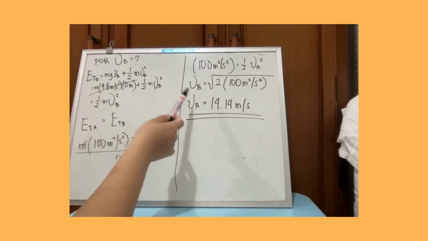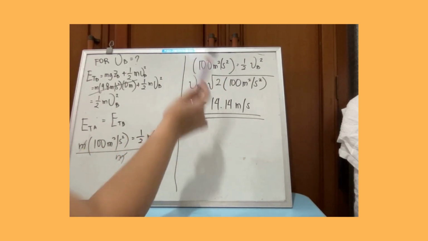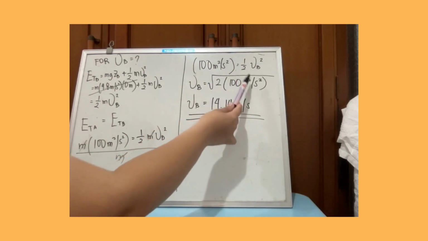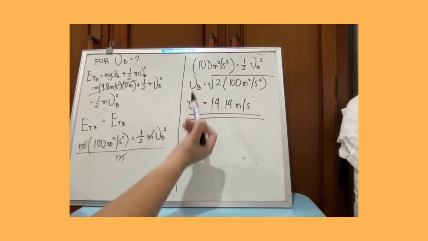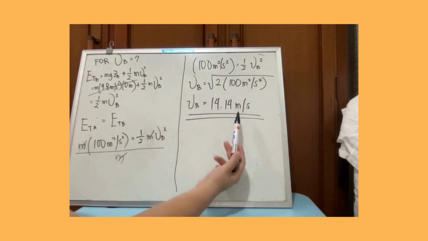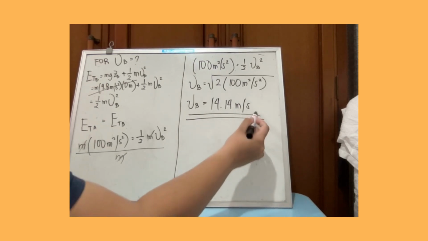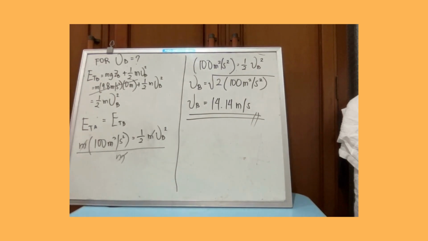So, speed sa B is equal to square root of 2 times 100 meters squared per second squared. Pag kinalculate natin yan, ang magiging sagot is speed sa B is equal to 14.4 meter per second. So, nasolve po natin yung speed sa B.